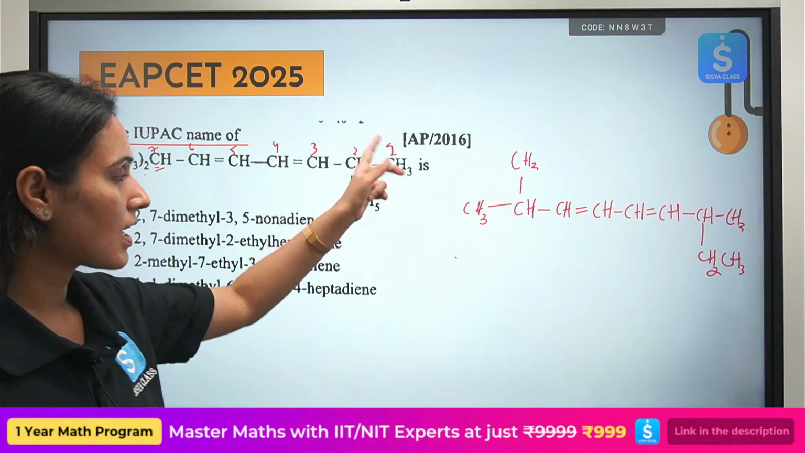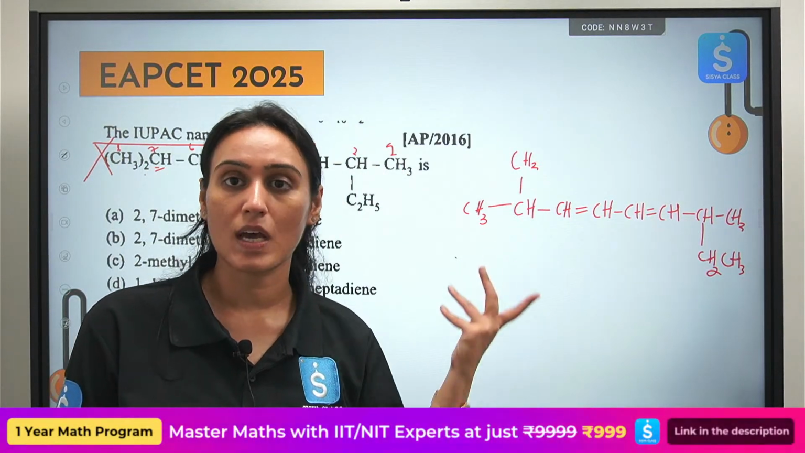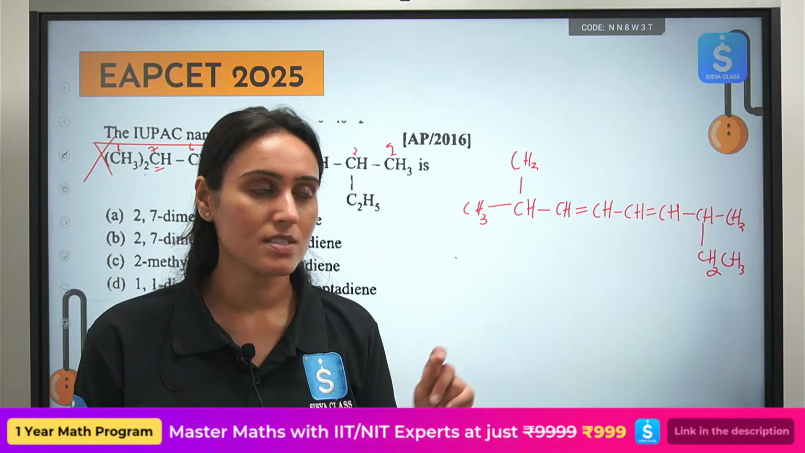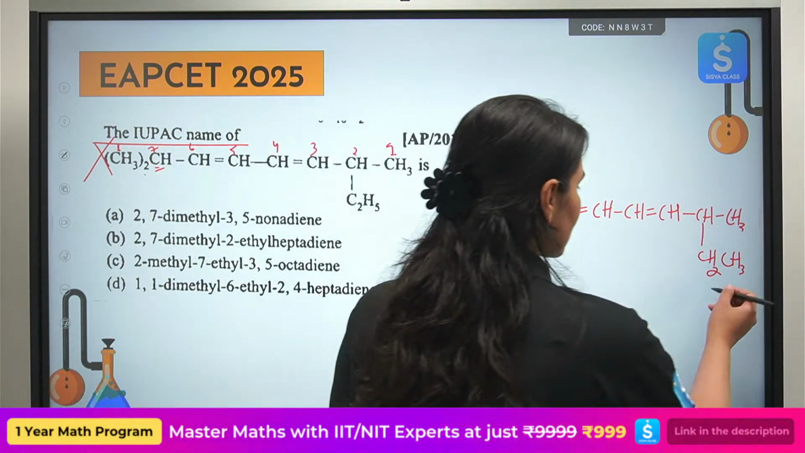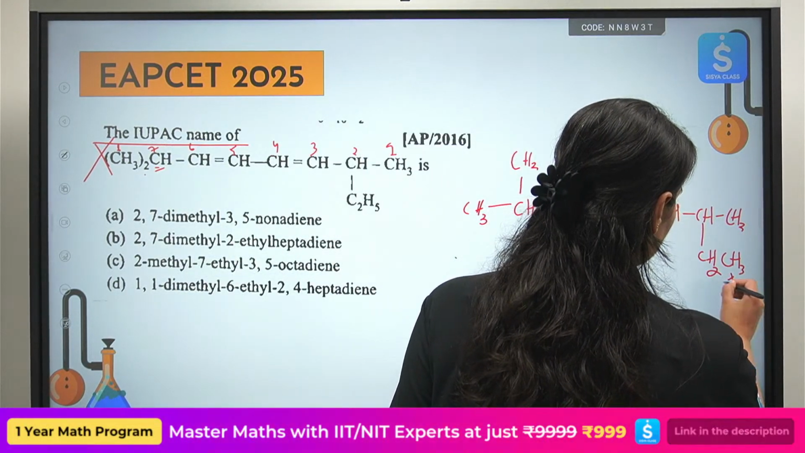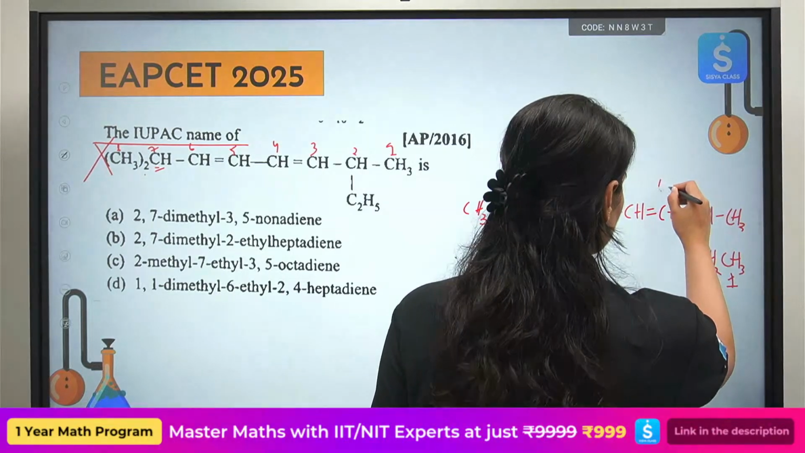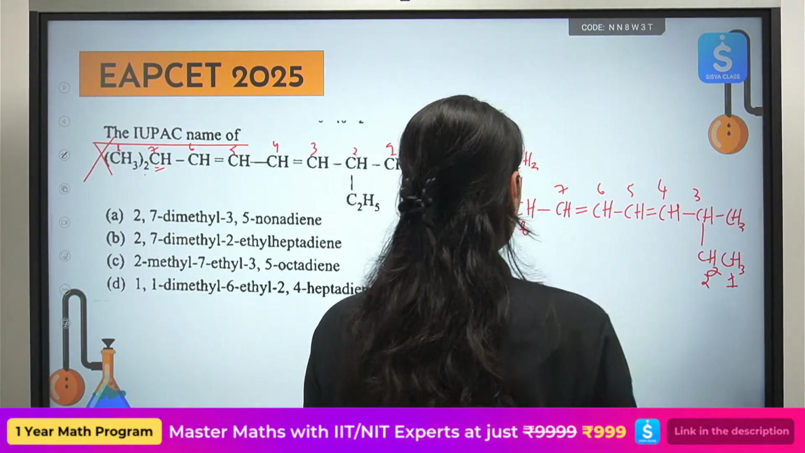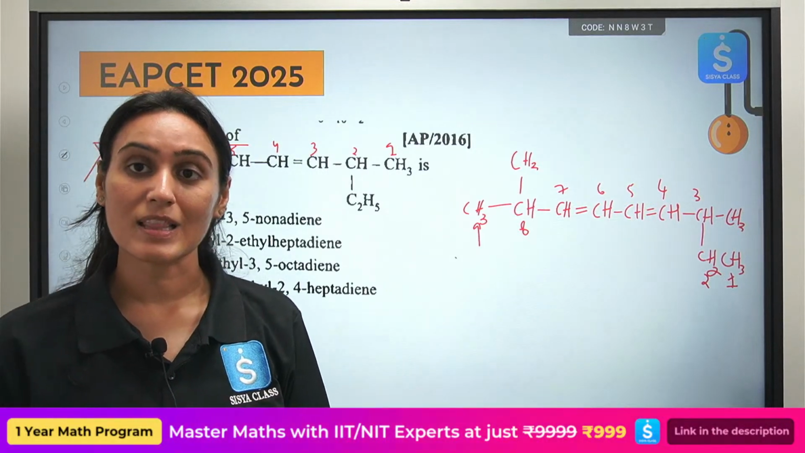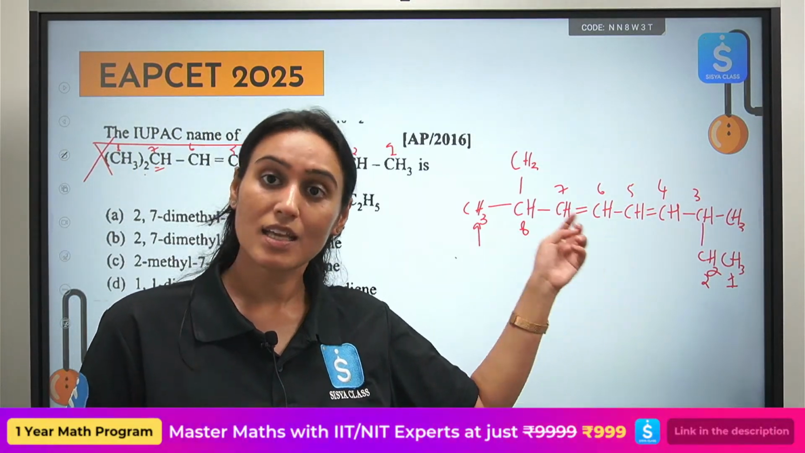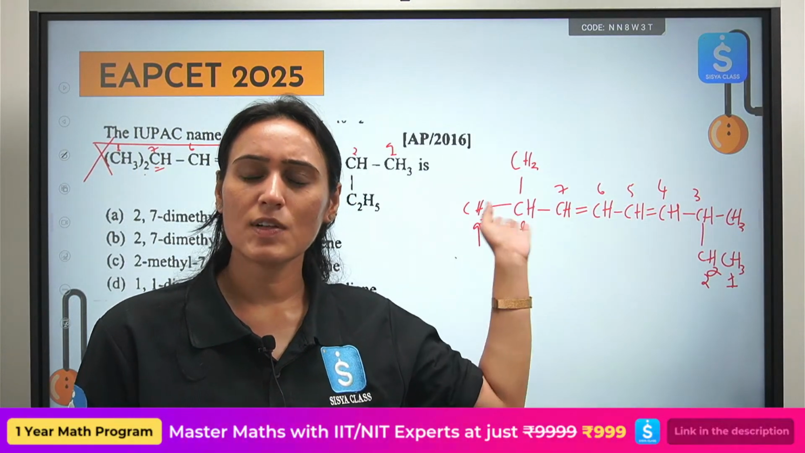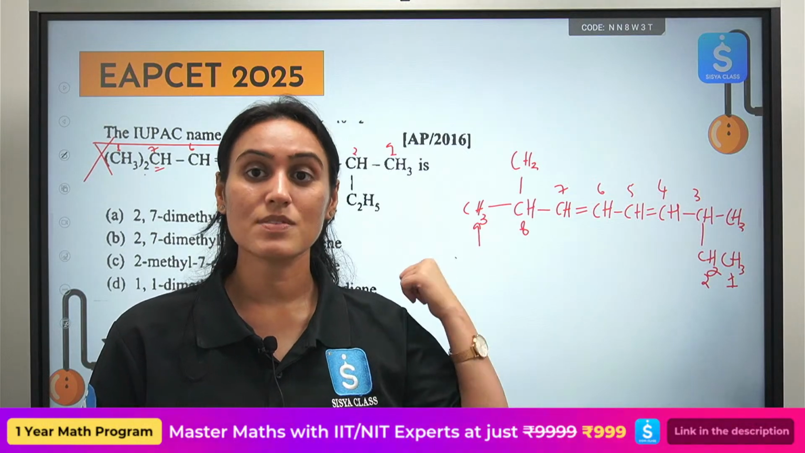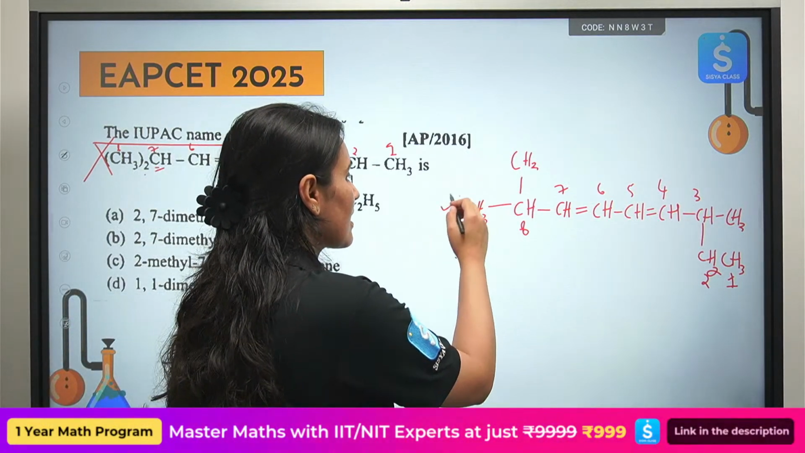Why are we not selecting this to be a parent chain? It has 8 carbon atoms. It has multiple bonds. Because please see, you can select this one also, right? How many carbon atoms are present in this parent chain? 9 carbon atoms. It contains multiple bonds also. So why will we select one which has 8 carbon atoms? That would be wrong. This is the correct representation.